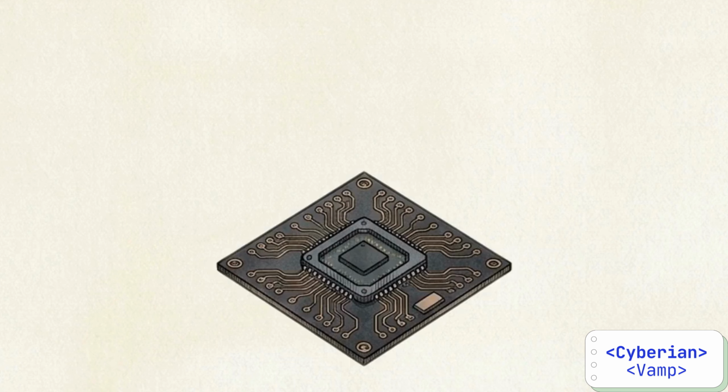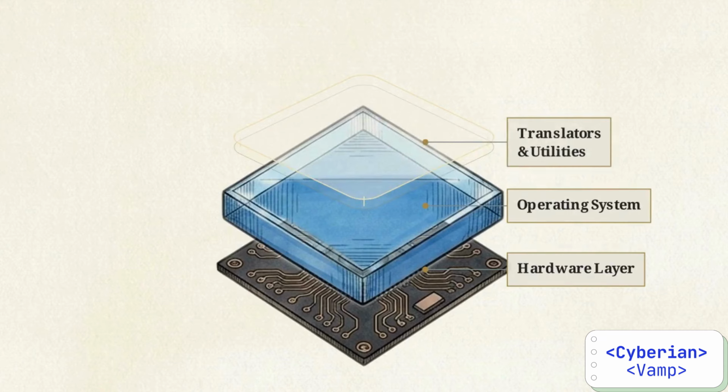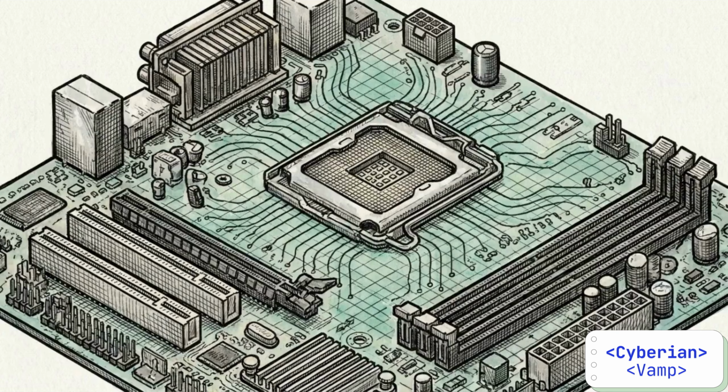To understand how these two sides interact, we are going to build a mental model of a computer. We will start at the bare metal and stack the architecture layer by layer until we reach the interface you use every day. Circuitry remains a collection of static components until software provides the instructions necessary to activate the architecture.